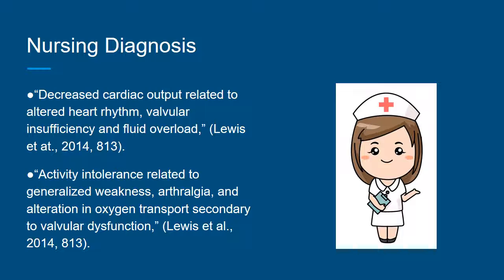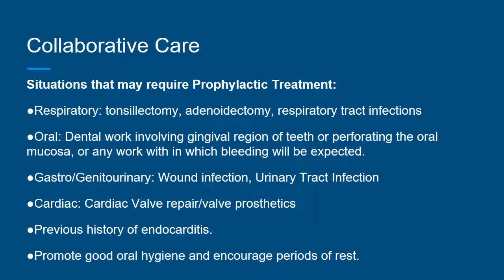Nursing diagnosis in endocarditis. In our Lewis book, it refers to a couple of nursing diagnoses that are helpful. One is decreased cardiac output related to altered heart rhythm, valvular insufficiency, and fluid overload. The second is activity intolerance related to generalized weakness, arthralgia, and alteration in oxygen transport secondary to valvular dysfunction.